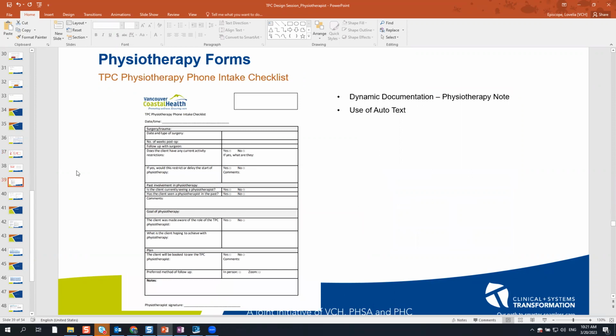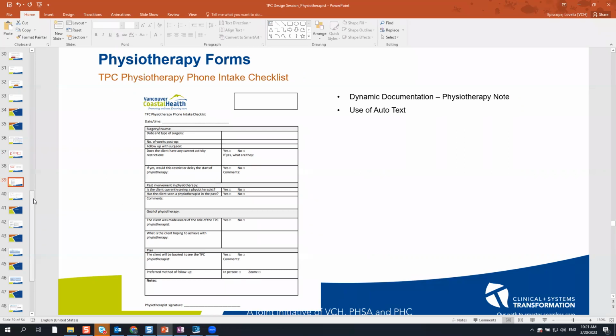Your phone intake checklist. So again, possibly just a note and the use of auto text would be our recommendation or suggestion. What do you think about that? Yeah, I think that sounds good.